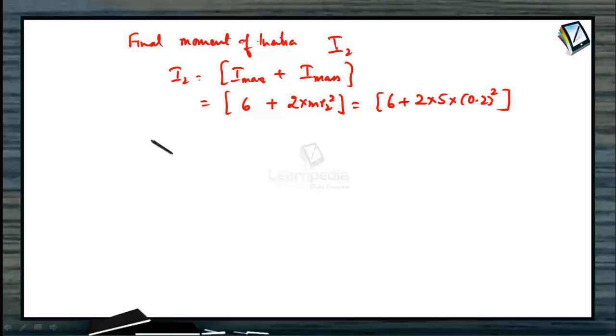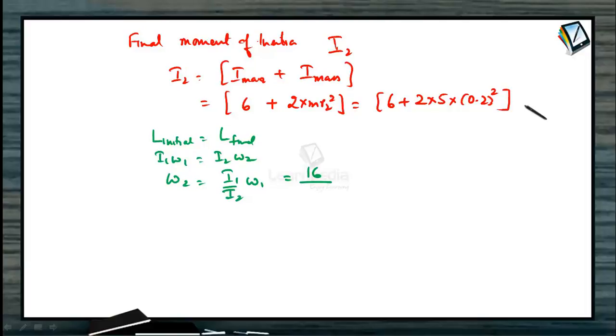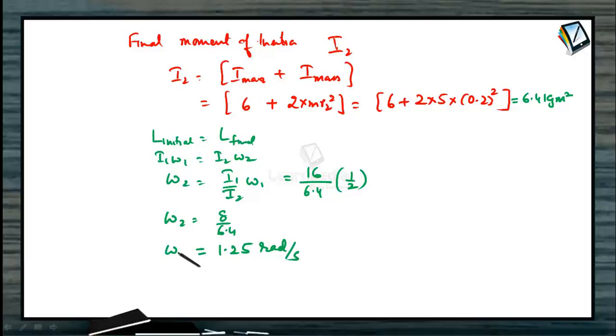Now, using the law of conservation of angular momentum, initial equals final, which we wrote as I1 omega 1 equals I2 omega 2. So omega 2 will be equal to I1 by I2 times omega 1. What is I1? We calculated 16. What is I2? I2 here will be 6 plus 0.04 into 10, so 6.4 kg m². So this will be 16 by 6.4 into omega 1, which is a half. So omega 2 will be equal to 8 by 6.4, and that is nothing but 1.25 radian per second. This is the value of omega.